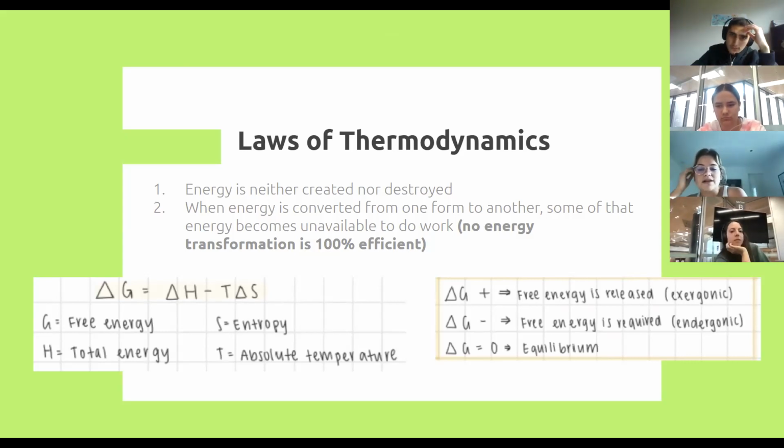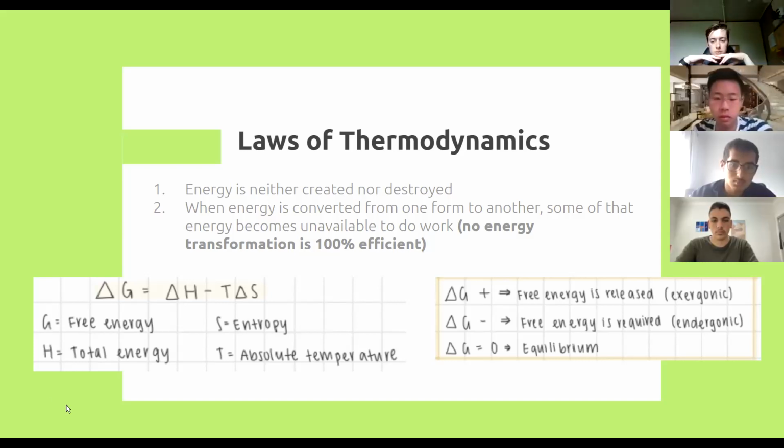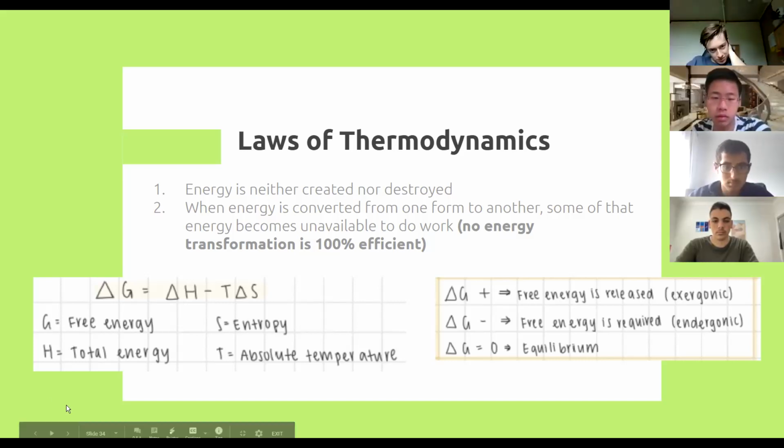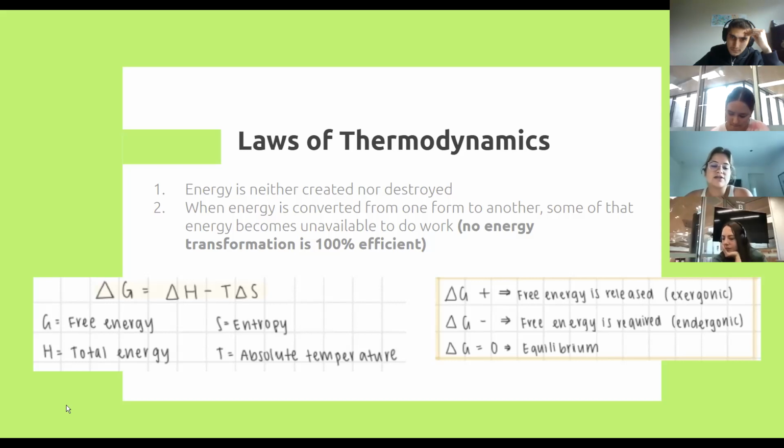The most important thing to know is to just start getting in the habit of realizing what reactions are going to release energy and what reactions are going to require energy, which they point out when you learn the reactions anyway.